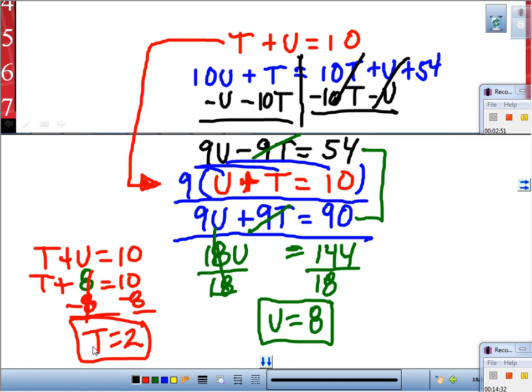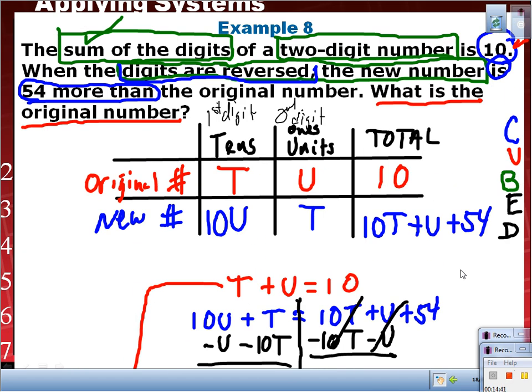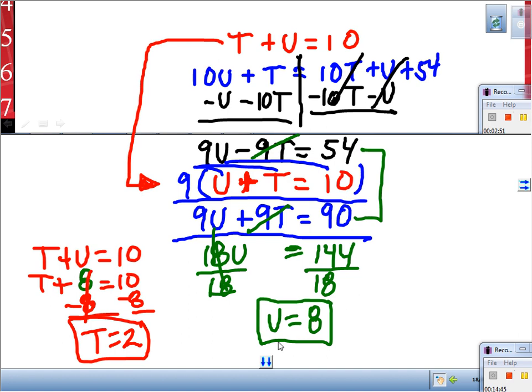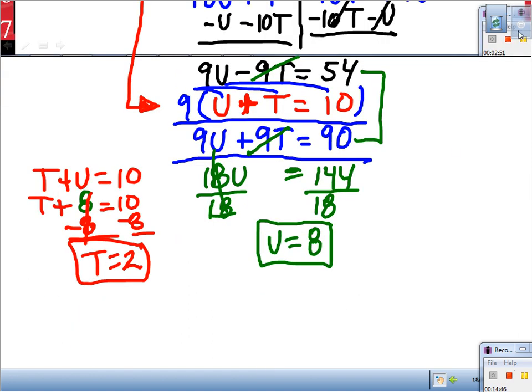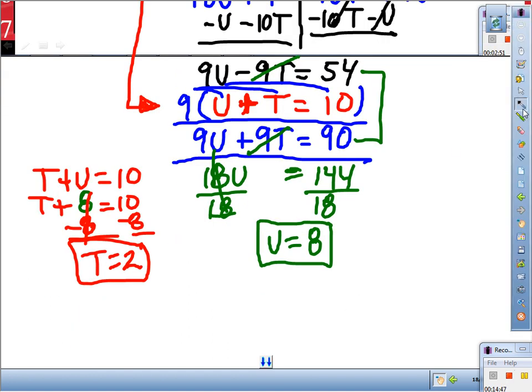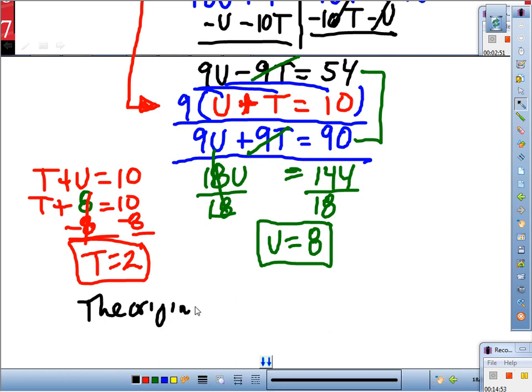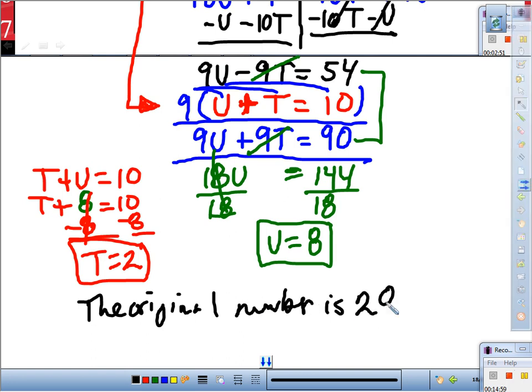So the T stands for tens digit, and the U stands for units or ones, right? So let's look at the question. Let's answer the question. It says, what is the original number? 82. Oh, yeah. The original number is 28.